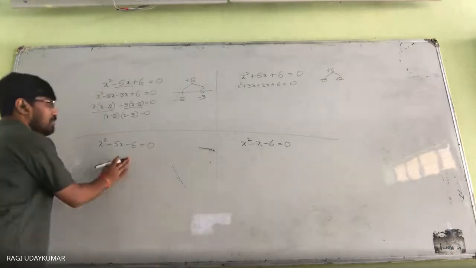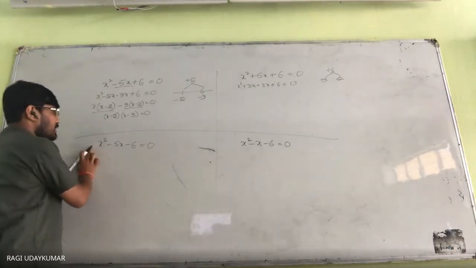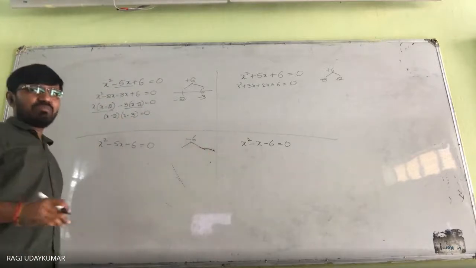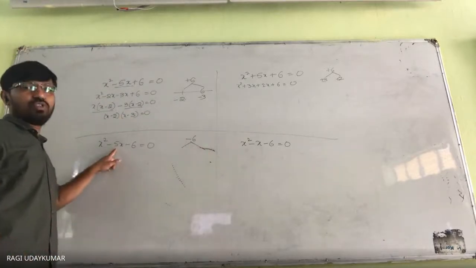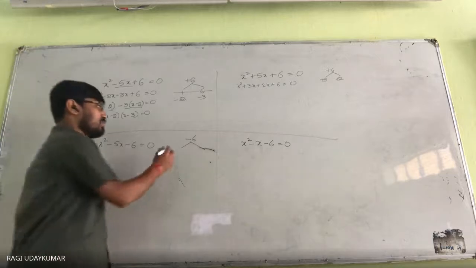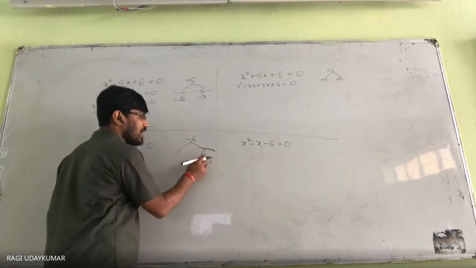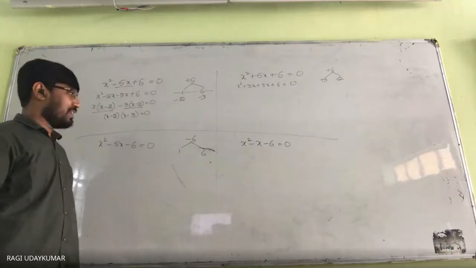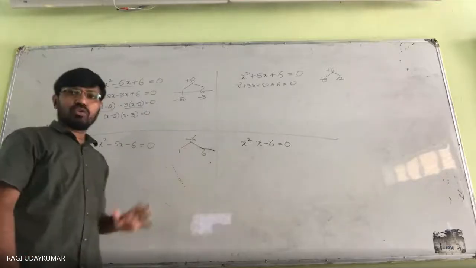Okay, coming to this part. Here, this and this, if you multiply, we are going to get -6. Minus we are getting means the difference should be equal to 5. So difference: 1 and 6. The difference of these two is what we are going to get here? 5. Yes, we are getting 5. So these two numbers only should be taken.